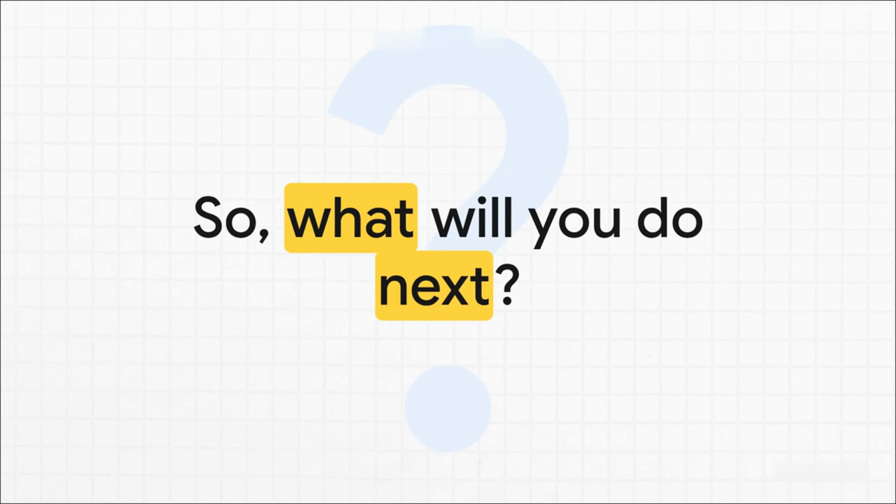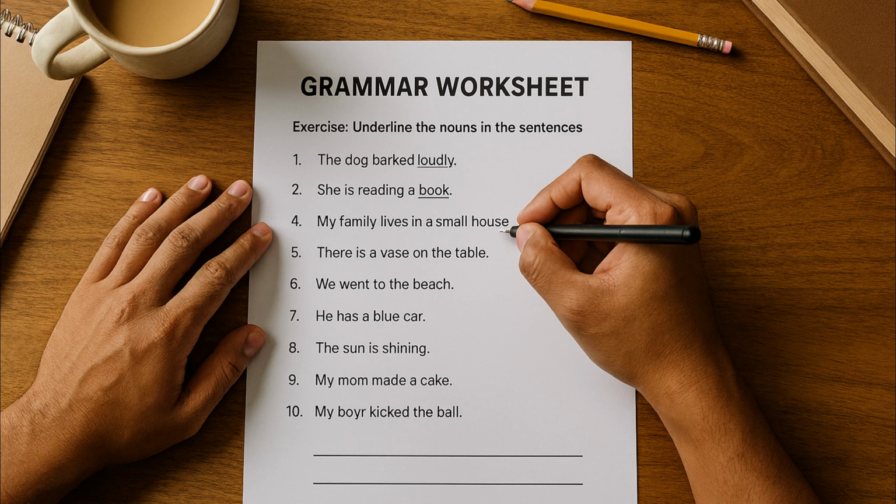We've covered the what, the how, and the when. So I guess there's only one thing left to ask. What will you do next? Think about it. What promise, prediction, or simple decision will you make using what you just learned? I'll leave you to think on that. So, to recap, the future simple is for those spontaneous decisions, quick predictions, and clear promises. It's the most direct way to talk about what's to come.